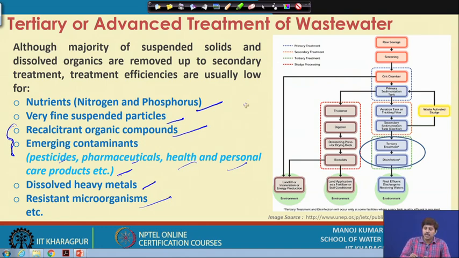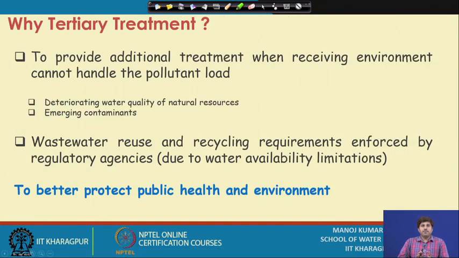So, these things are not removed up till the secondary treatment system, and we target the tertiary treatment and disinfection or advanced treatment systems for removing some of these impurities. So, why we go for tertiary treatment, that is what we have been discussing. The idea of going for tertiary treatment is to provide an additional degree of treatment to various contaminants which are there in the water, so that the receiving environment can handle the pollutant load which is being put on it.